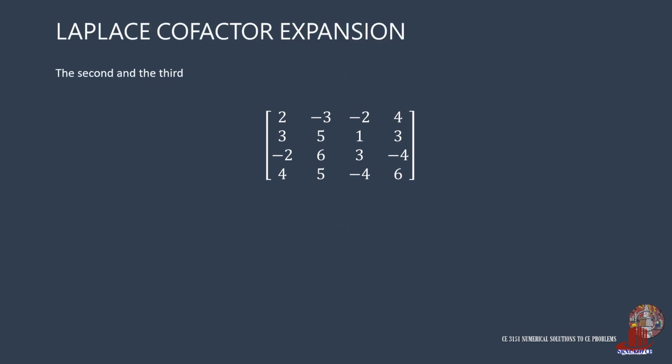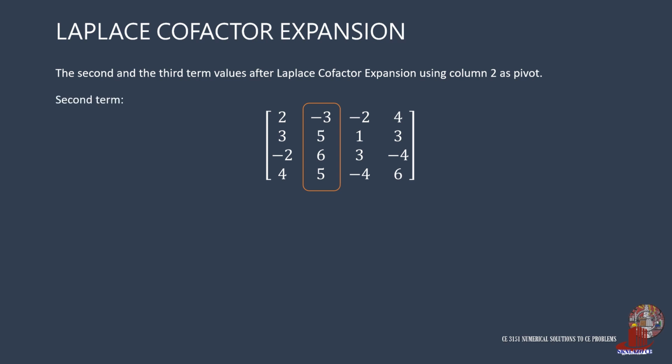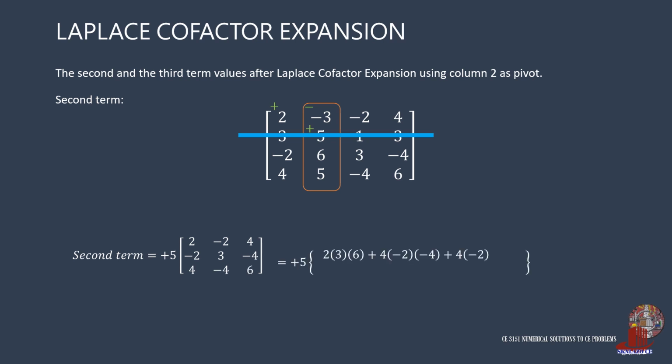The third task focuses on column 2 as pivot for the Laplace cofactor expansion method. When solving for the second term, cover the second row and extract out 5. But don't forget the sign flip where 5 will be taking a positive sign. The remaining elements create a 3 by 3 matrix, which makes it possible to use Sarrus's method. By taking diagonals minus the anti-diagonals, the determinant of the small matrix is negative 4. So 5 times negative 4 gives the second term as negative 20.